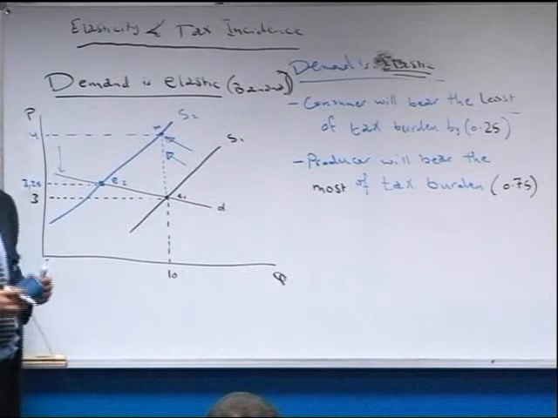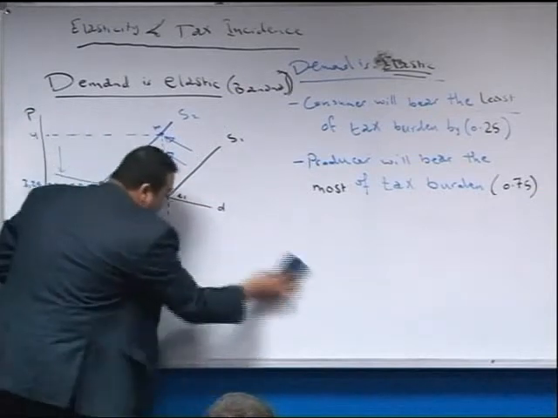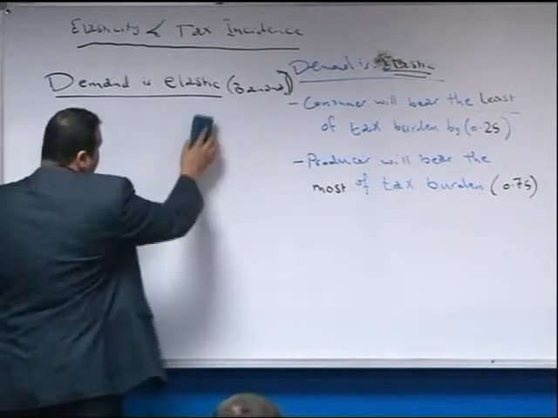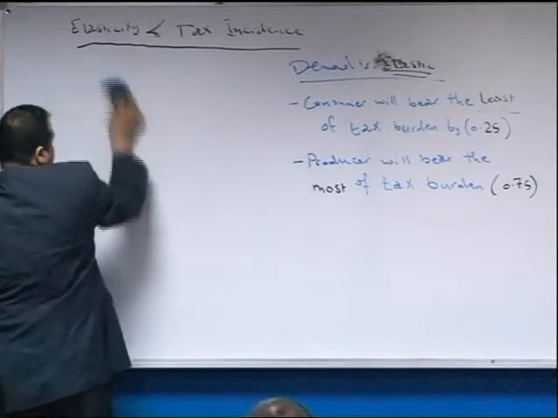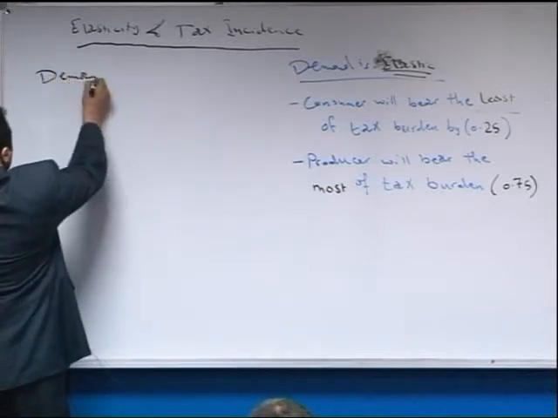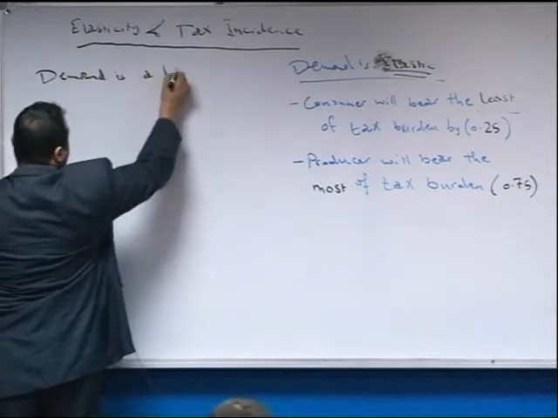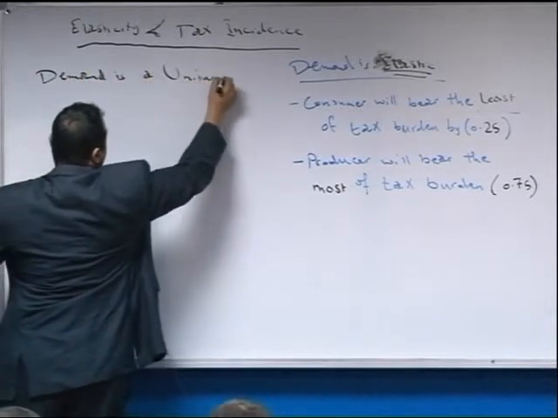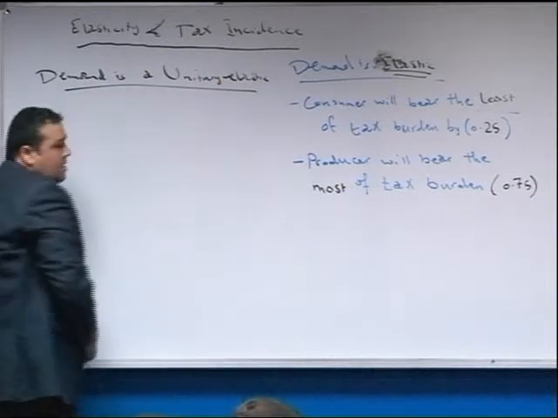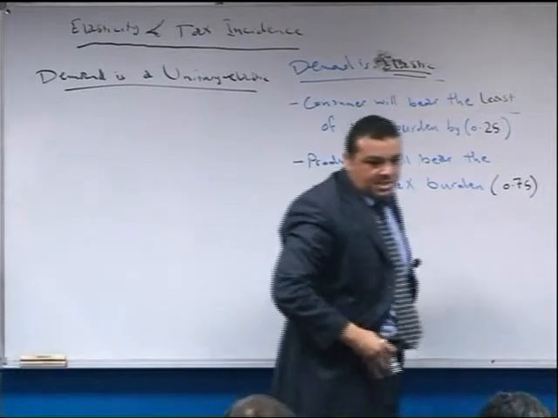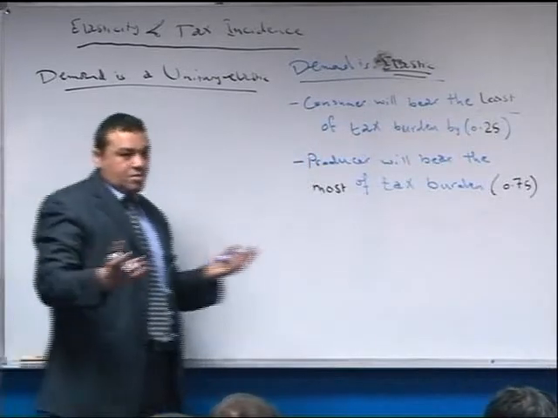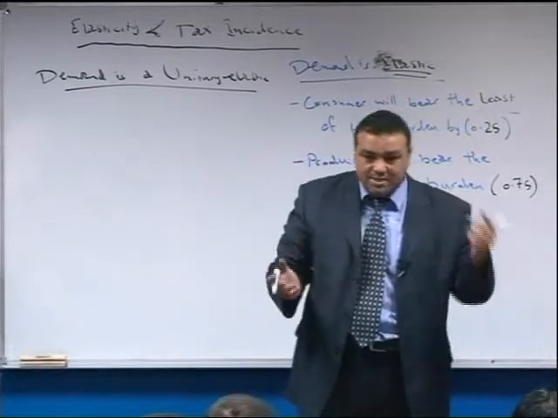The third case, when demand is unitary elastic. Unitary elastic means the percentage of change in the price equals the percentage of change in quantity demanded. Like the demand for beef, it has 2 or 3 alternatives or 4 alternatives, right?